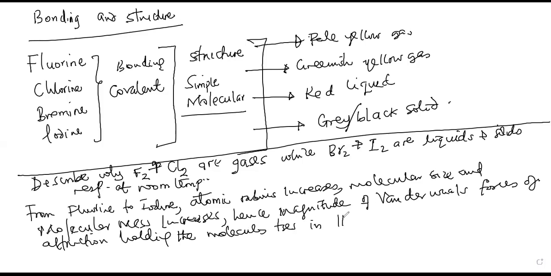increases in the order. The van der Waals forces will increase in the order fluorine less than chlorine, less than bromine, less than iodine, meaning that the forces in iodine are stronger than bromine, stronger than chlorine, which are also stronger than fluorine. That's what it means.